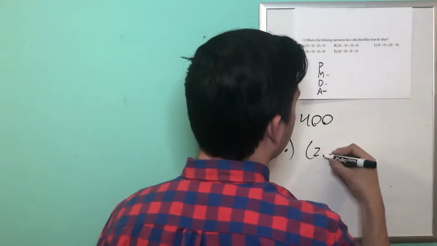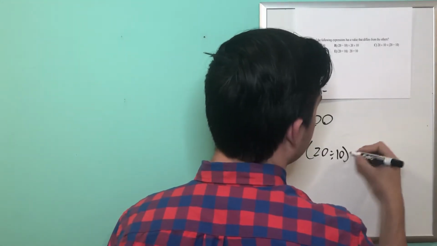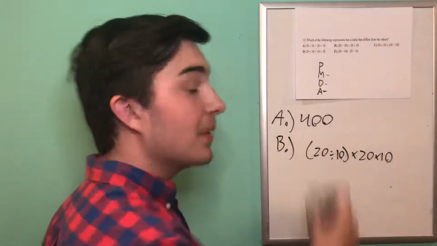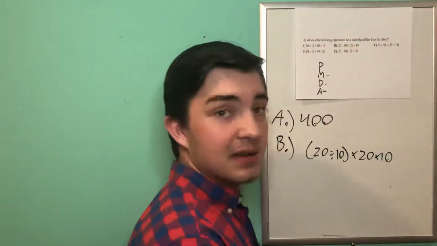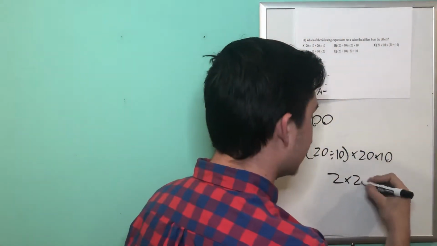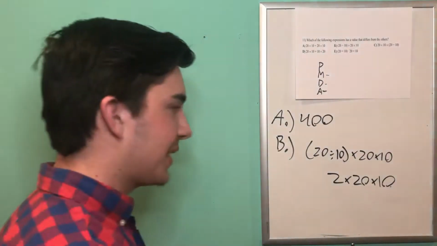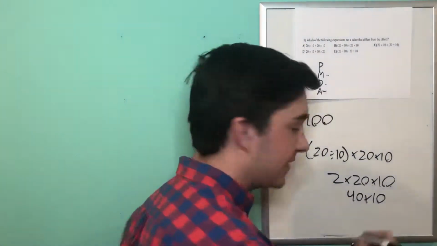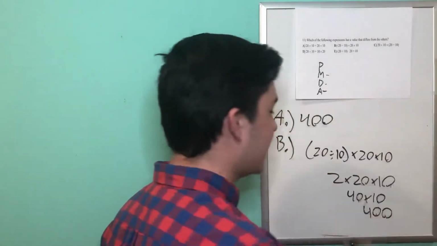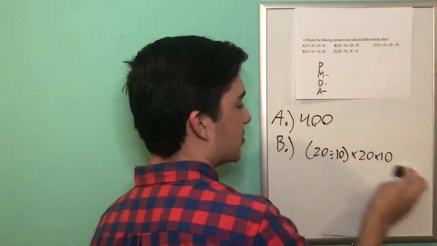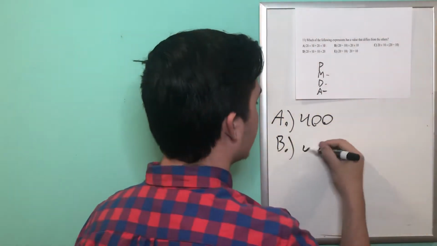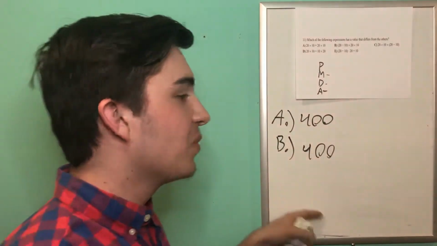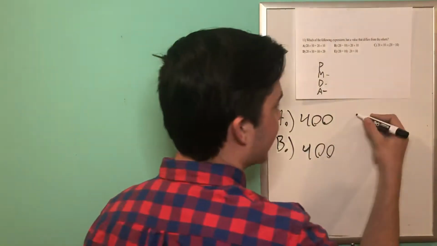We have 20 divided by 10 times 20 times 10. So what's the first thing we do here? Well, parentheses, right? So what's 20 divided by 10? That's 2 times 20 times 10. Now we do a multiplication. What's 2 times 20? 40 times 10. What's 40 times 10? 400. So now for B, we get 400. So far they're both the same, right? So we're looking for the one that's different. So we know if 2 of them are the same, that means every one but 1 is going to be 400. So let's try C.